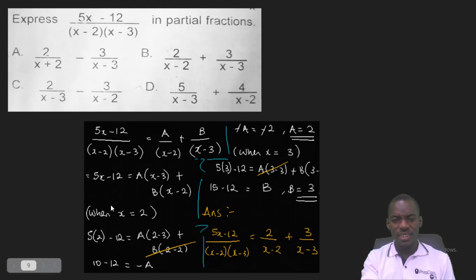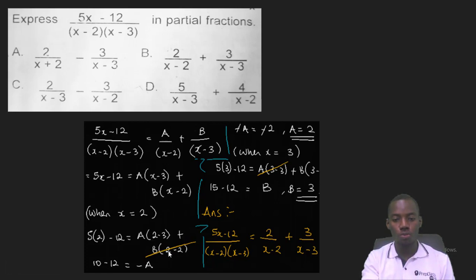Now next thing is, do the opposite of the denominator of A. Now you know here is minus 2, right? Under A, right? Do the opposite. What's the opposite of minus 2? That's plus 2. So you will say when x is plus 2, then you now substitute plus 2 into this expression here. That will become 5, instead of x, plus 2, minus 12 equals A, instead of x, plus 2 minus 3, plus B.